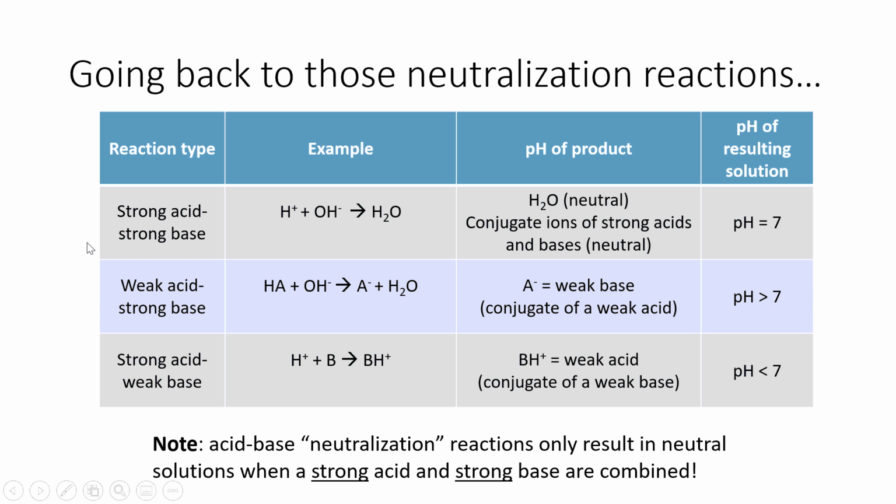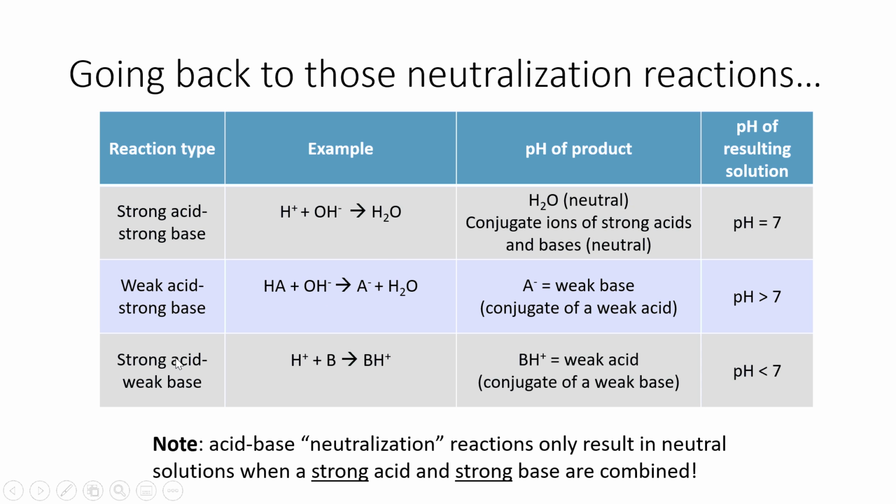So now let's go back to those neutralization reactions. Remember, we went through 3 different examples: strong acid with a strong base, weak acid with a strong base, and strong acid with a weak base. Looking at the products, when it's a strong acid with a strong base, the product is water, which is neutral, so the pH of the resulting solution will be 7. If it's a weak acid with a strong base, the product here is A minus, the conjugate of a weak acid. According to what we just said, that is going to be a weak base, so the pH of this solution is going to be greater than 7. It's going to be basic.